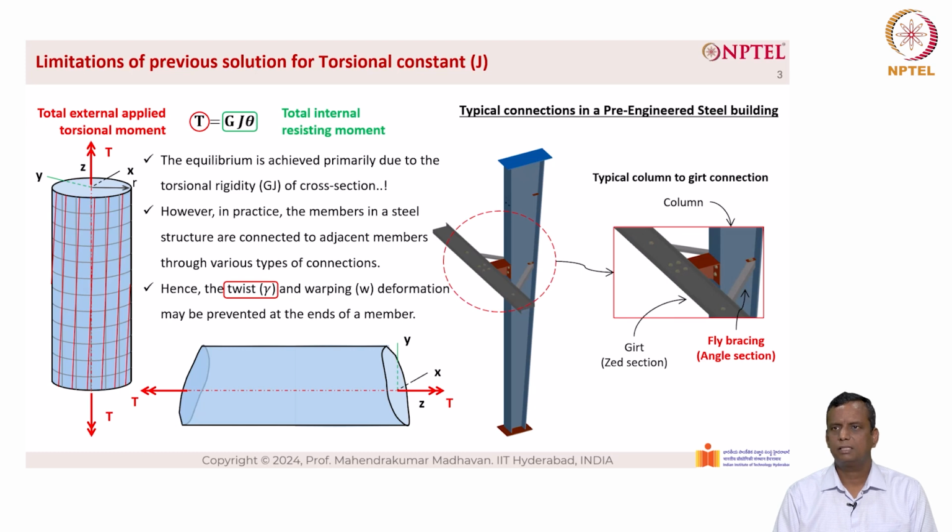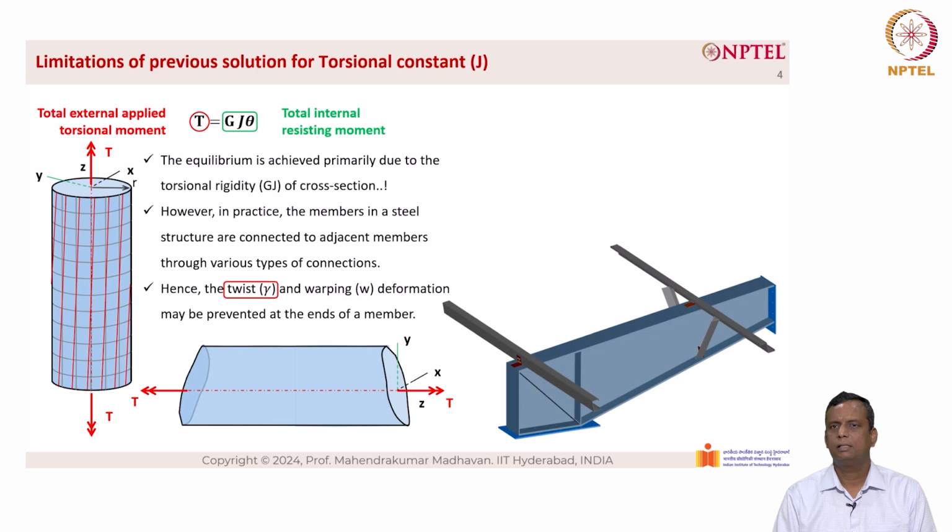Basically, the girt is resting on top of the bracket, which is giving restraint to the exterior flange, and for the interior flange, the restraint is provided by the fly bracing, which is an angle section. This type of connection actually prevents any movement in the minor axis. Hence, the minor axis will undergo the second mode of buckling. In essence, what we are trying to say here is that there will not be any twisting at that cross-section.